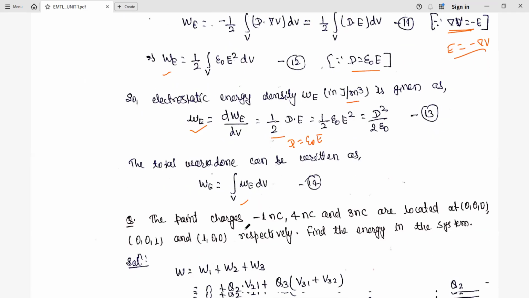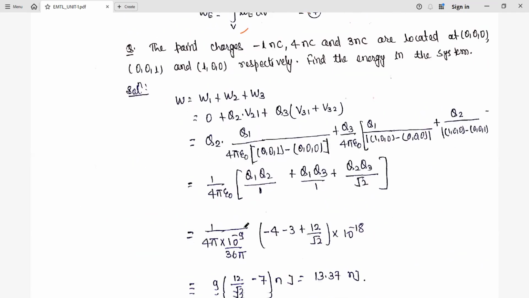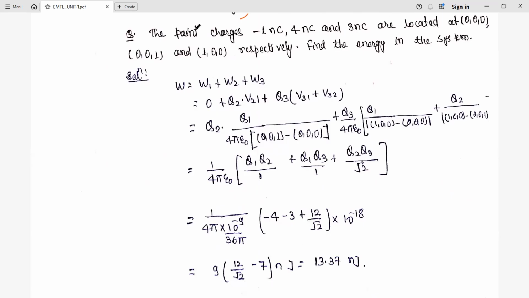Now we'll see one small numerical to check our understanding. In this, what is the situation? We have 3 point charges here: minus 1 nanocoulomb, 4 nanocoulombs, and 3 nanocoulombs. That nano will be 10 to power minus 9. The locations are given. These are the coordinates: 0, 0, 0 for the first charge. Suppose this is Q1, this is Q2, this is Q3. For Q2 it is 0, 0, 1, and for Q3 it is 1, 0, 0.